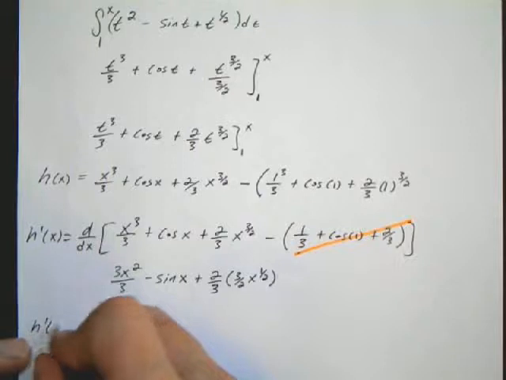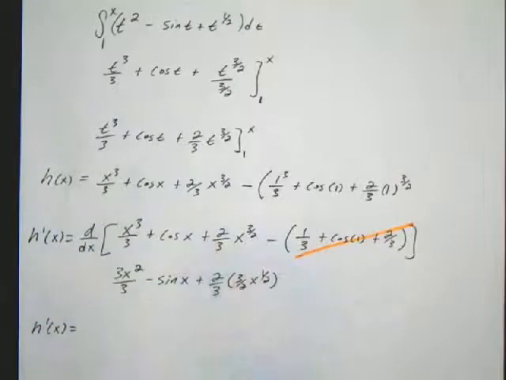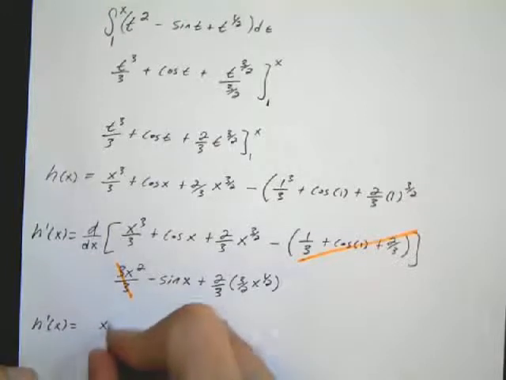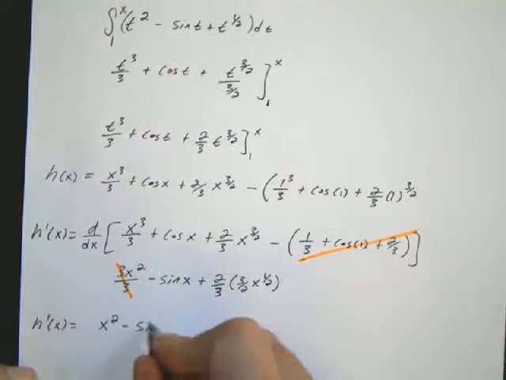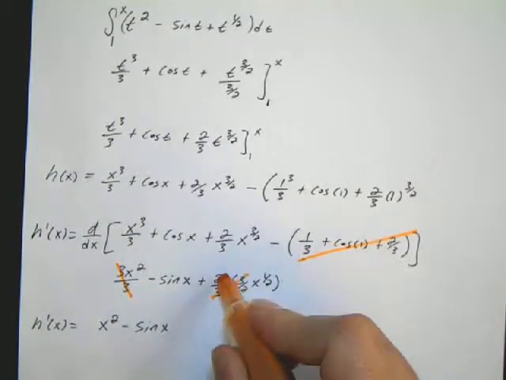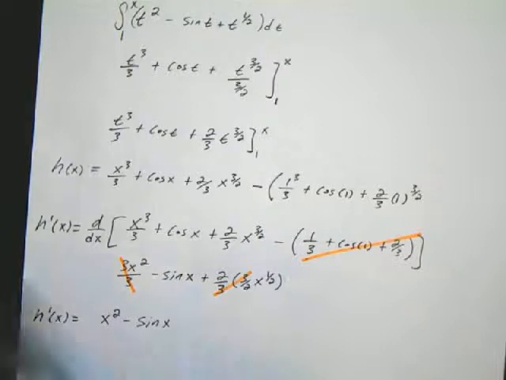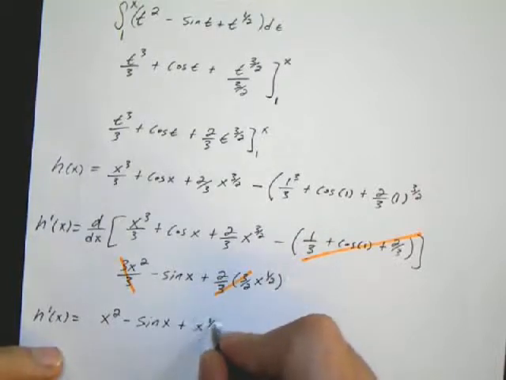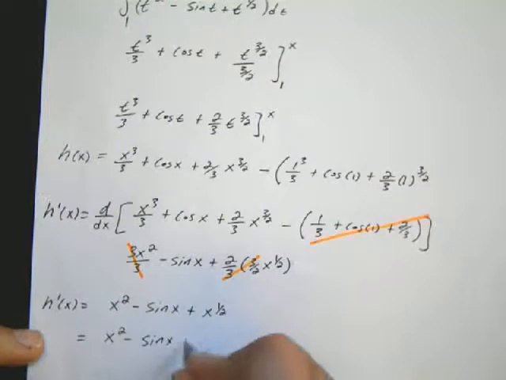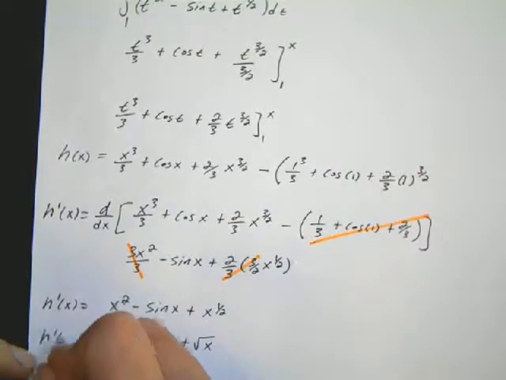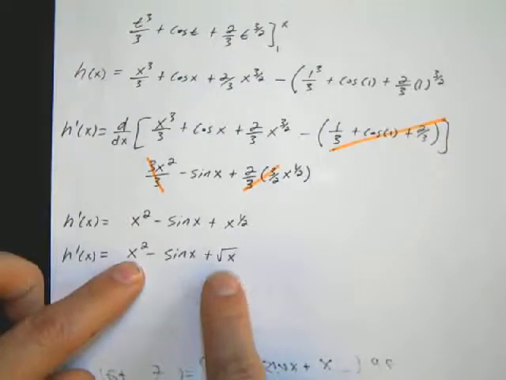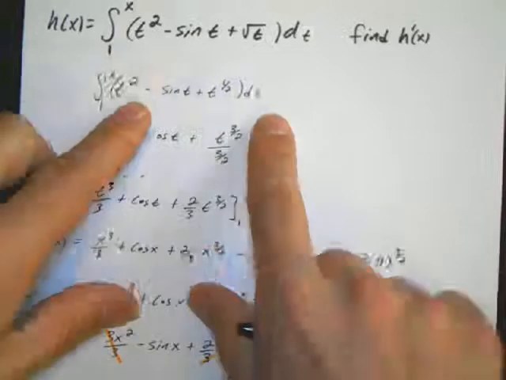And then when I simplify h prime of x, this is going to be, well, the 3's reduce out, and I just get x squared. This negative sign just drops down as a negative sign. And these two fractions are reciprocal, so this reduces completely, so I just have plus x to the 1/2. And this just becomes x squared minus sine of x plus square root of x. Whew! Alright, so all this work just to end up back where I was initially.